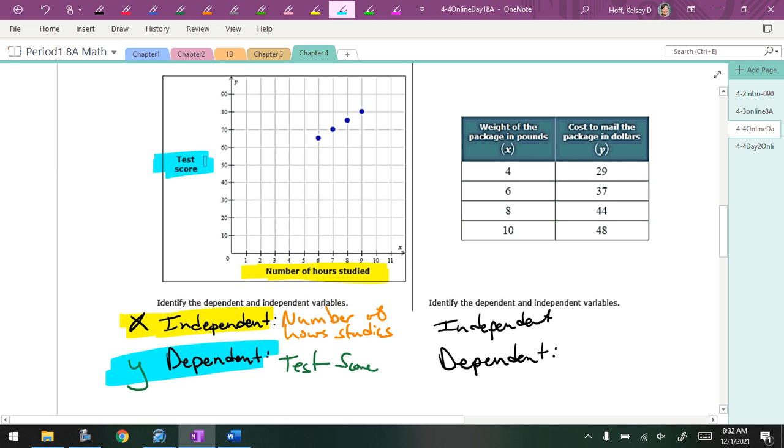Everybody on your own, double check this one. Independent is which letter? X. Dependent is Y. Pay attention. Ms. Hoff swapped the order on these, so you got to pay attention. Dependent is Y.